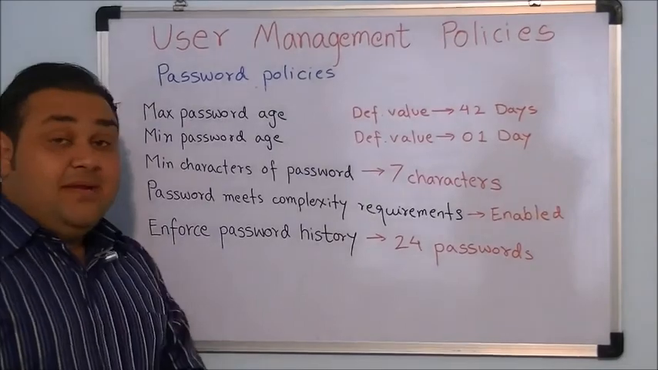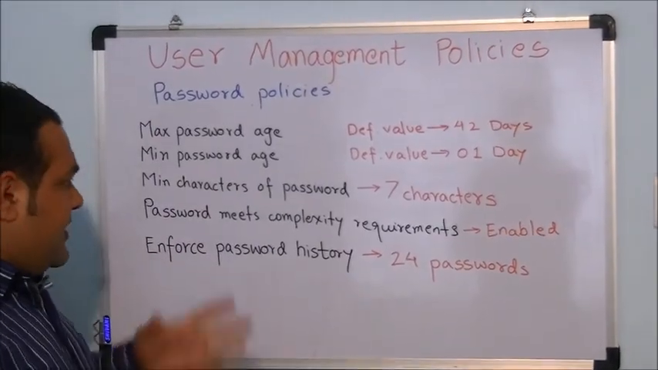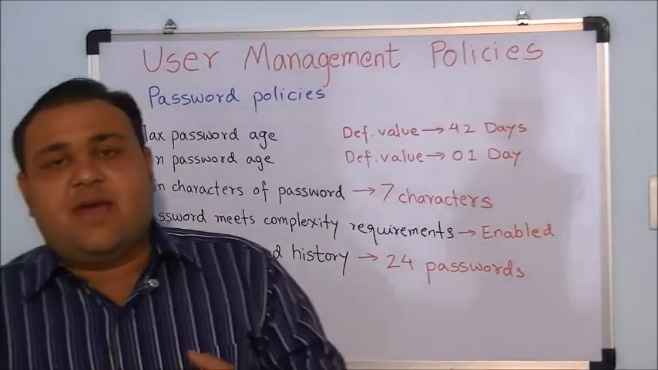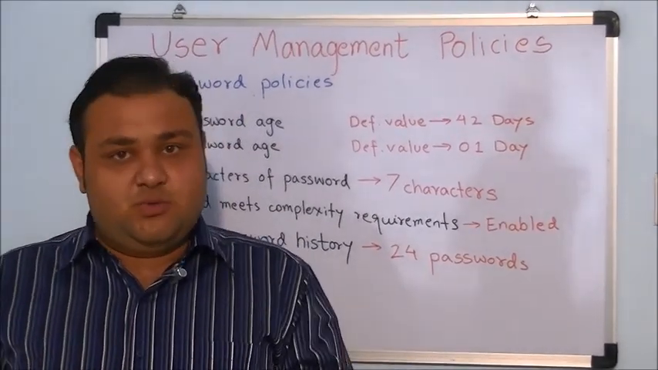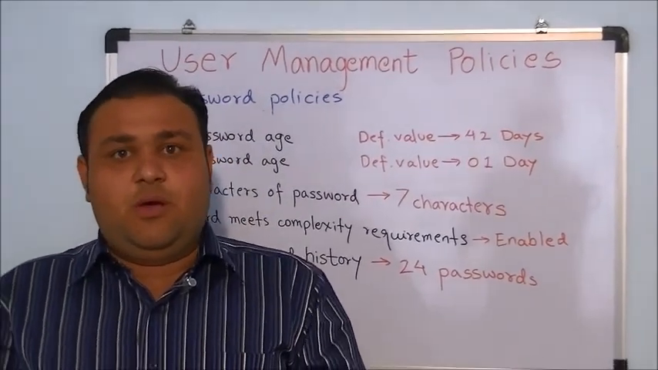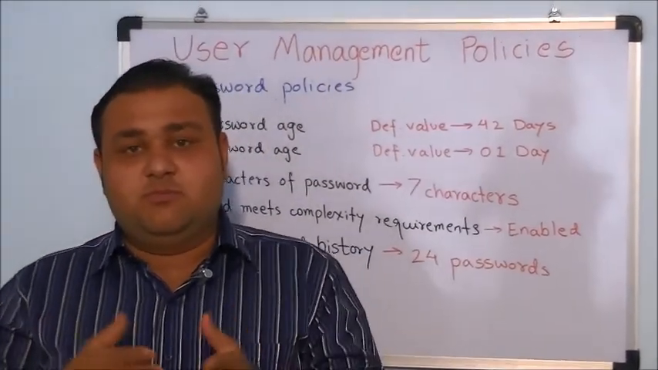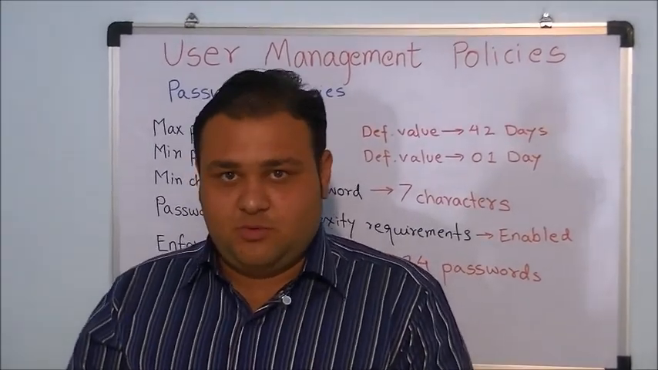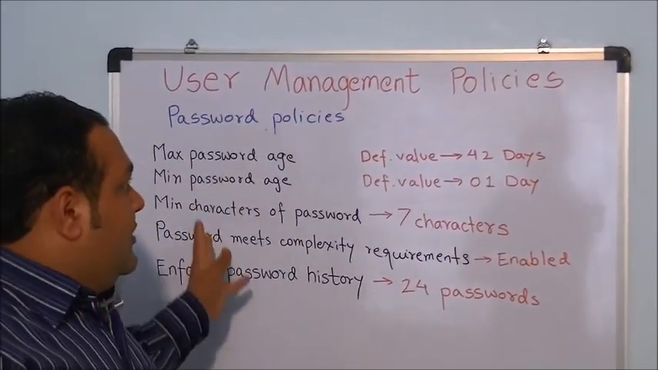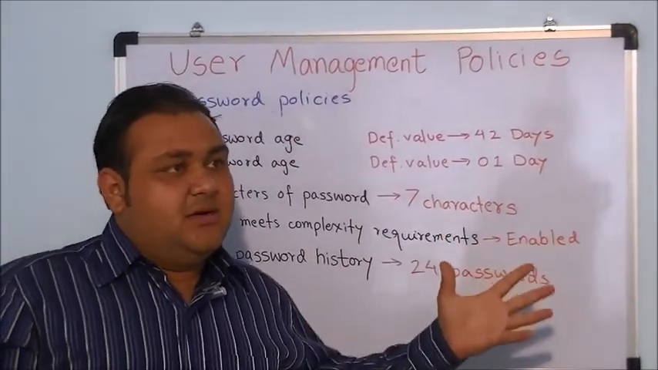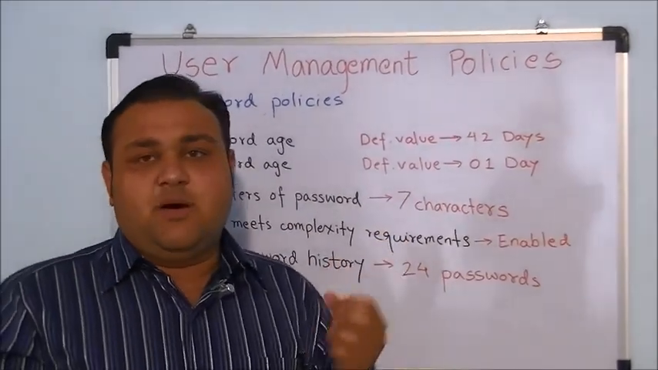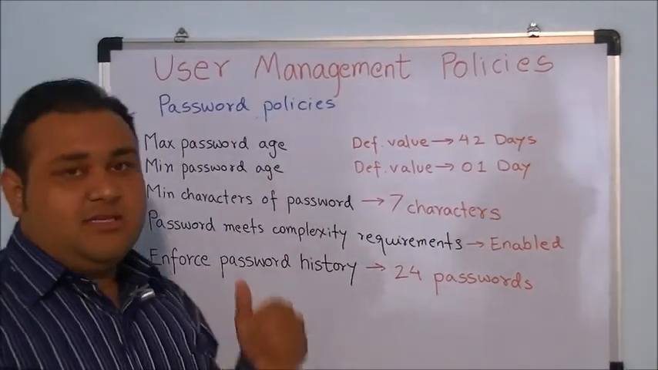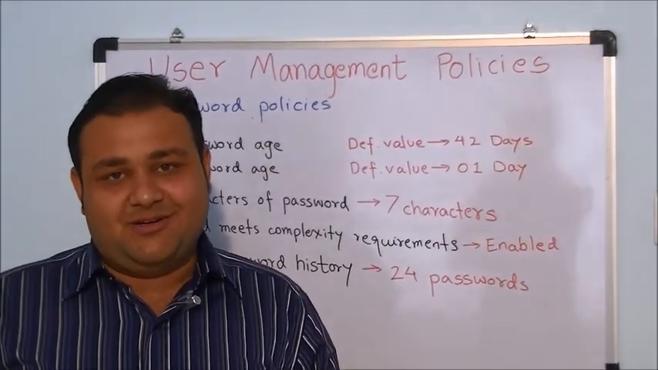Then we have minimum characters of password. Minimum characters of password determines the minimum number of characters which need to be used in a password. We know that if the length of the password is more, if there are more characters in the password, then it is considered to be a strong password. So all the companies generally consider a 7 to 12 character password as a strong password. The default policy inside the server is 7 characters.